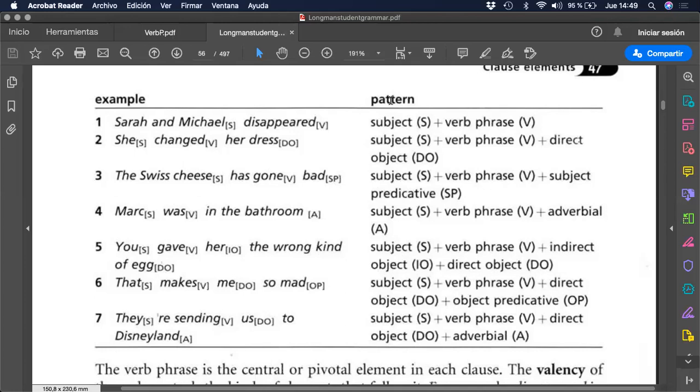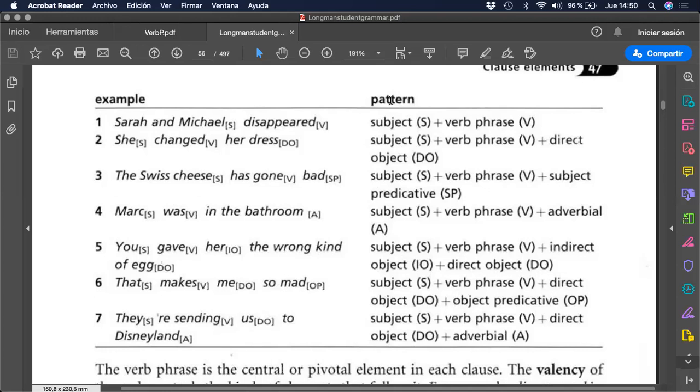So Sarah Michael is the subject and disappeared is the verb. She changed her dress: she is the doer of the action, therefore the subject. And then changed is the verb phrase. And then her dress is the receiver of the action, therefore the object. And as it is the only one, it is the direct object.